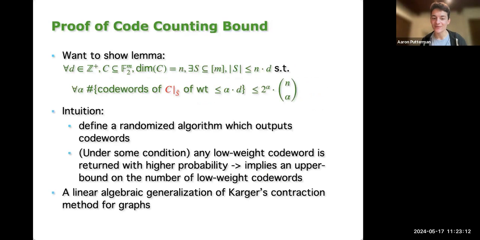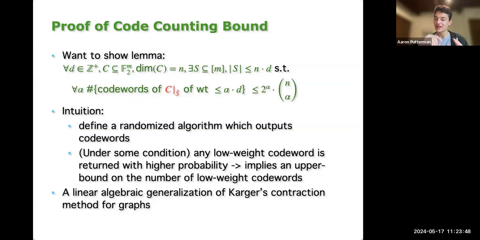The way this follows is that we define a randomized algorithm which will output code words that are in the span of the generating matrix G. What will happen is that any low-weight code word will be returned with higher probability as long as some underlying condition is holding. And if low-weight code words are returned with higher probability, this means there can't be too many low-weight code words. So this will implicitly give us an upper bound on the number of low-weight code words just by preserving probability mass.